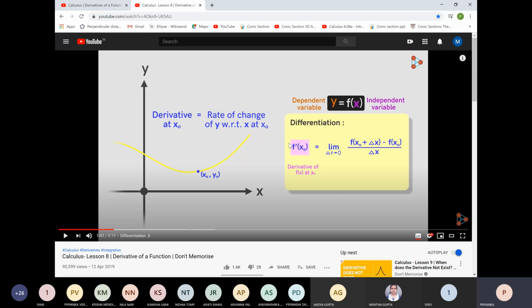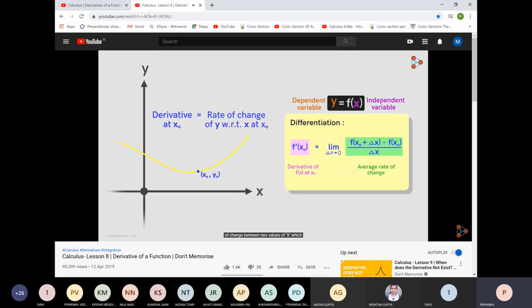मतलब आपने derivative निकाला है f का, जब आप prime लगा देते हो उसके ऊपर, so it means f prime x naught, that is the derivative at this point x naught. And this is the same formula that we have done. This ratio here is called the average rate of change between two values of x, which are x naught and x naught plus delta x. If delta x is greater than 0, then x naught plus delta x will be somewhere here on the x-axis. Then this ratio is the slope of the secant line between these 2 points.